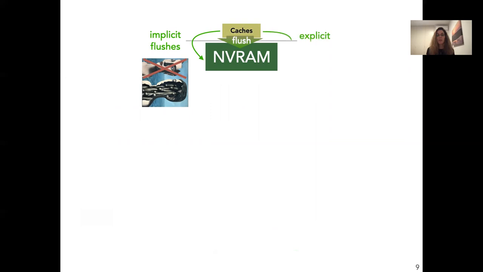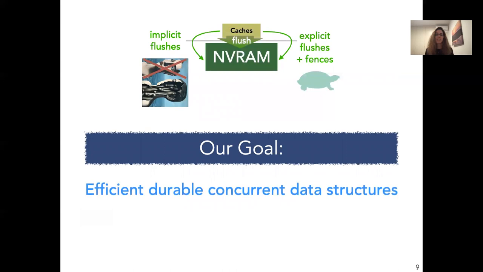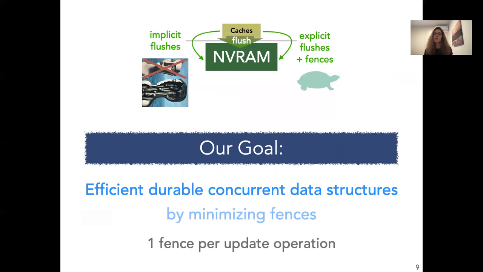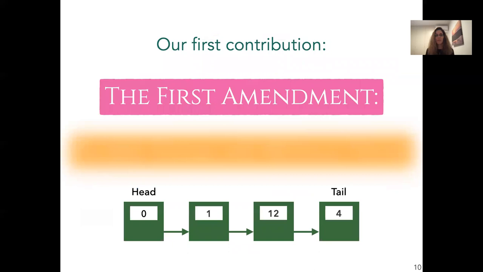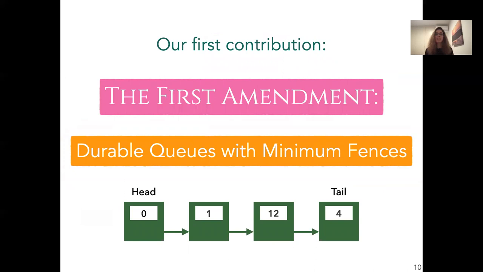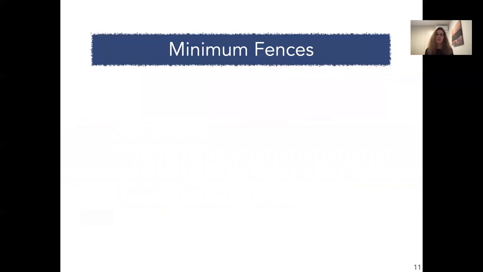A consistent view of the data structure might be achieved using flushes and fences, but fences are slow. Our goal is to adjust concurrent data structures to use the NVRAM for persistence and use minimum fences for improving performance. We focus on FIFO queues. As a first contribution, we design queues with the minimum number of fences possible, which is one fence per operation.